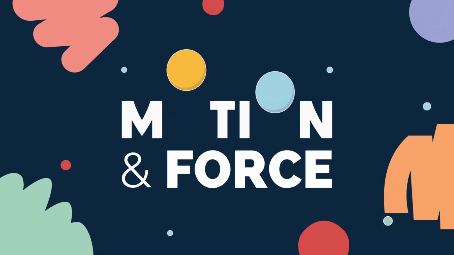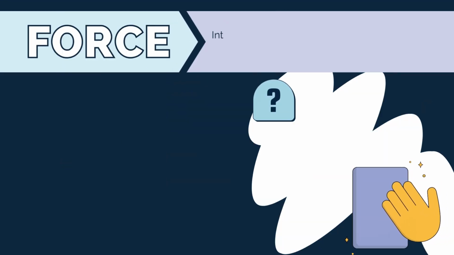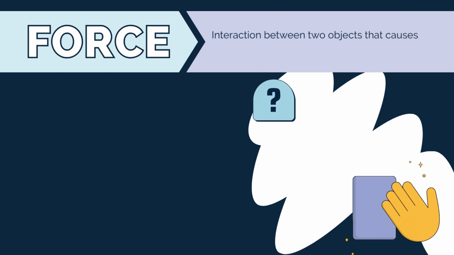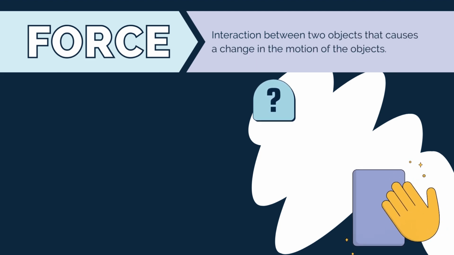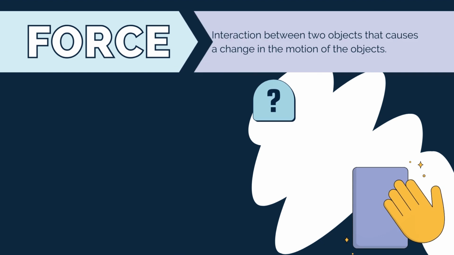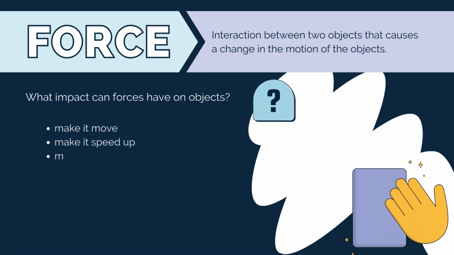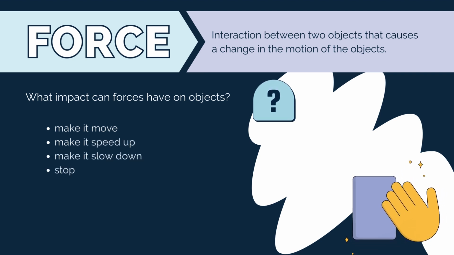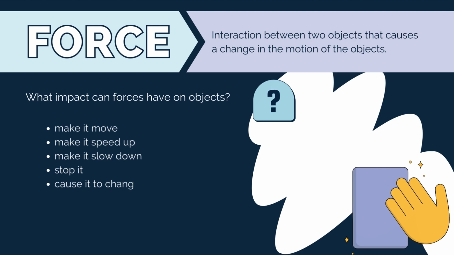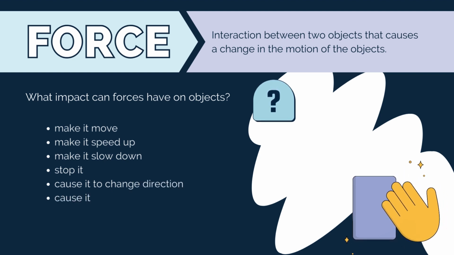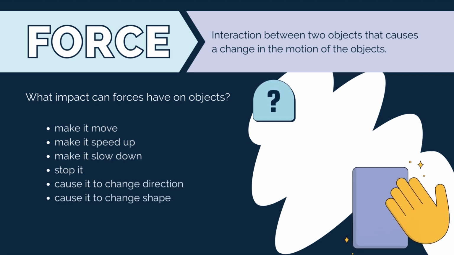Motion and force. Force: interaction between two objects that causes a change in the motion of the objects. What impact can forces have on objects? Make it move. Make it speed up. Make it slow down. Stop it. Cause it to change direction. Cause it to change shape.